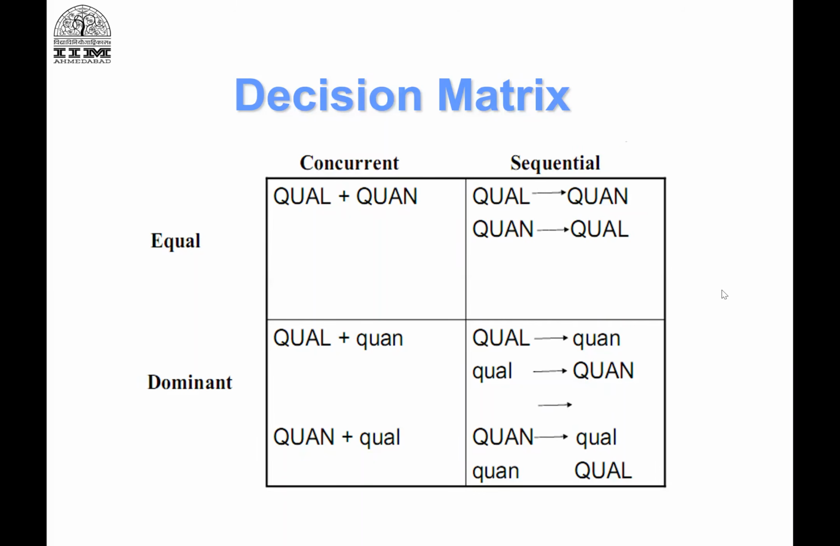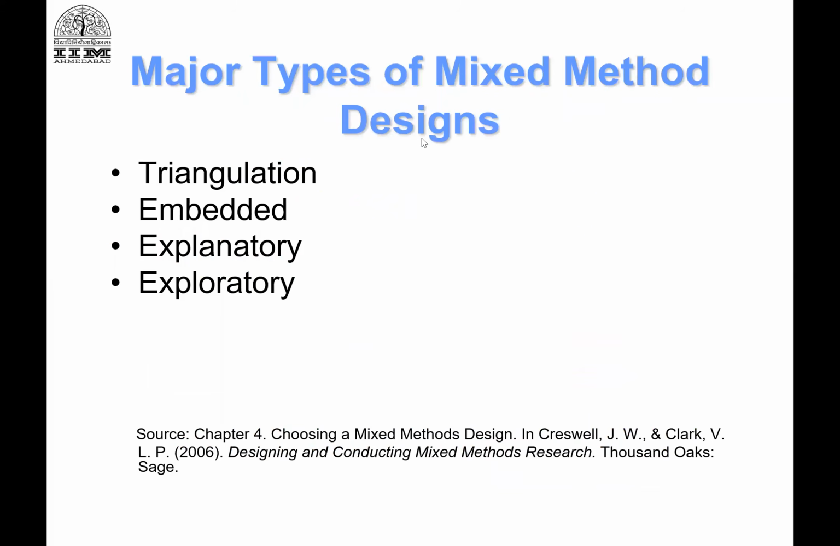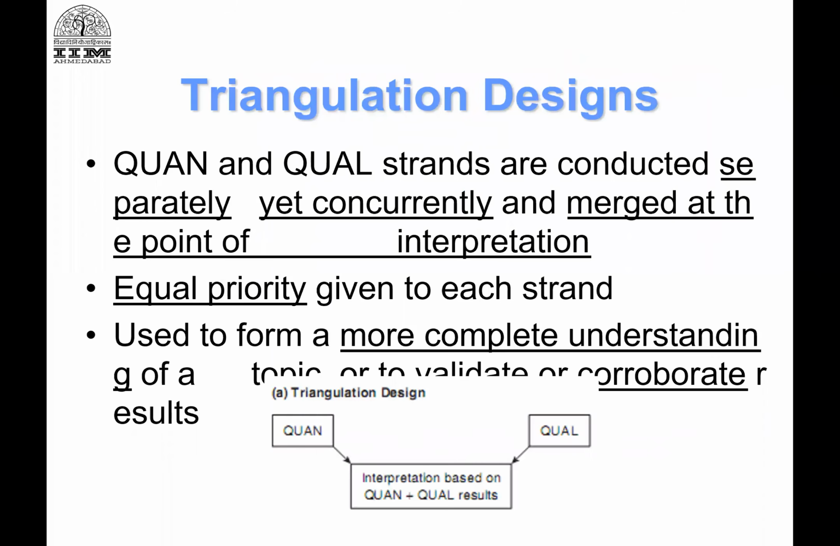So there are different uses to this kind of design, and there are four kinds of design that I just want to talk about. If anybody is interested, this is the book. It is a very good book on mixed methods research. This part of my presentation is from this book. There are four kinds of designs that you can think about in your research: triangulation, embedded, explanatory, and exploratory designs. I'll take you through what these designs are.